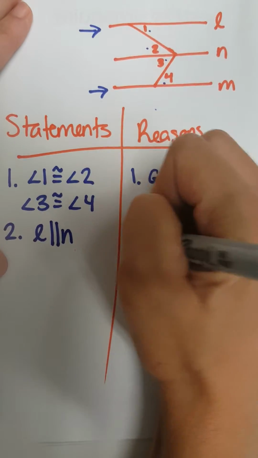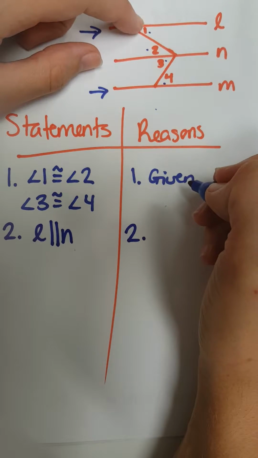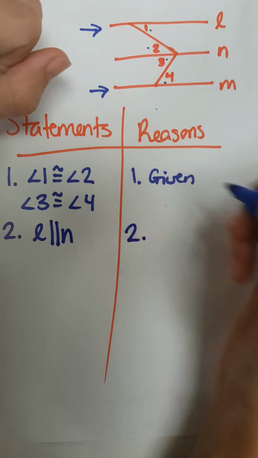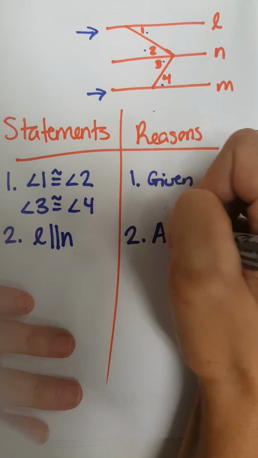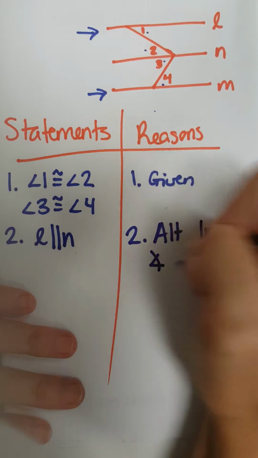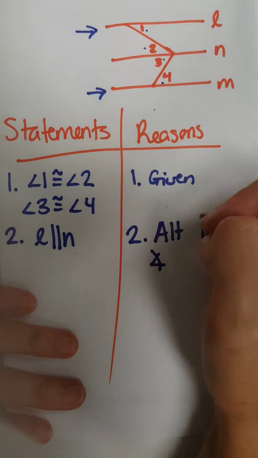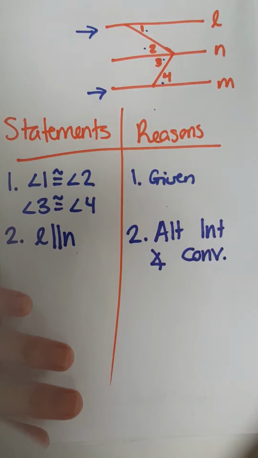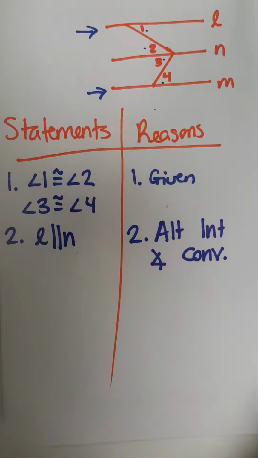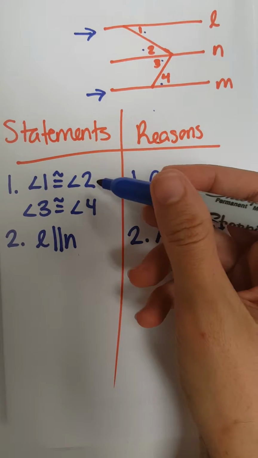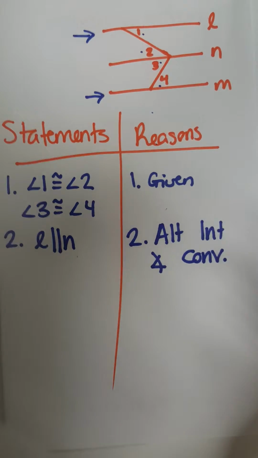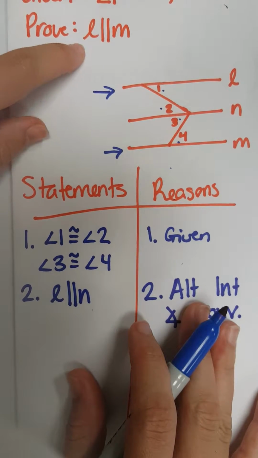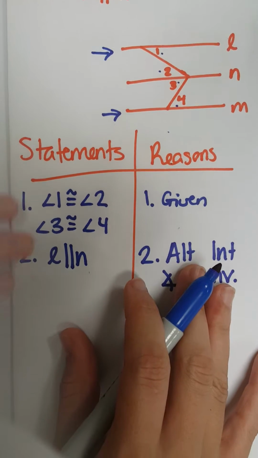Do you agree with that? What theorem says that if the alternate interior angles are congruent, then their lines are parallel? Alternate interior angle theorem? No, converse. Remember, the converse starts with the angles being congruent and ends with the lines being parallel. So we started with the angles being congruent, and we can say now L and N are parallel. Now, is that what we wanted? No, we wanted M.